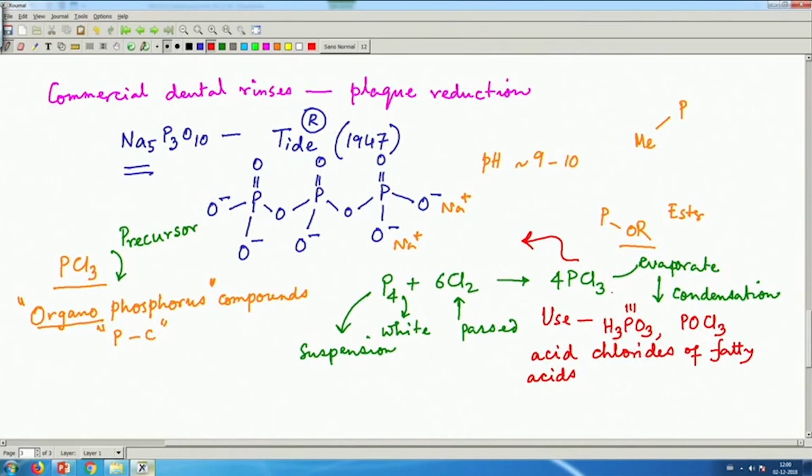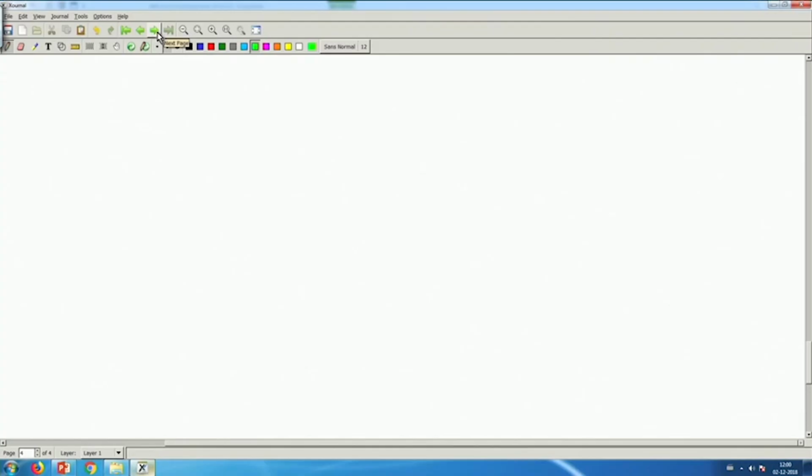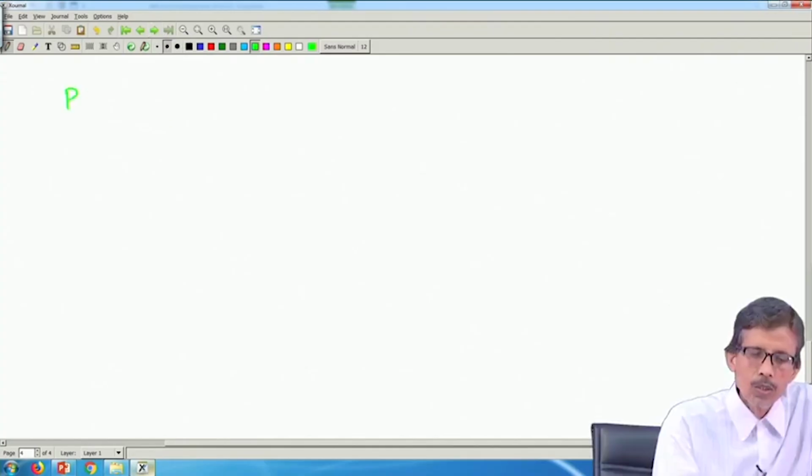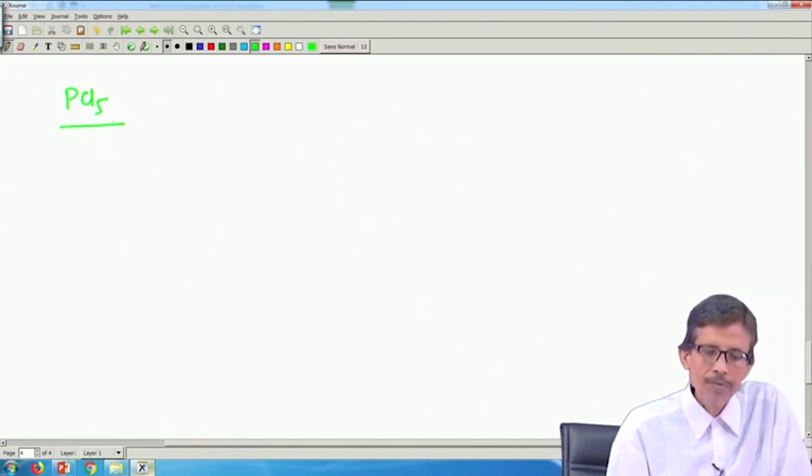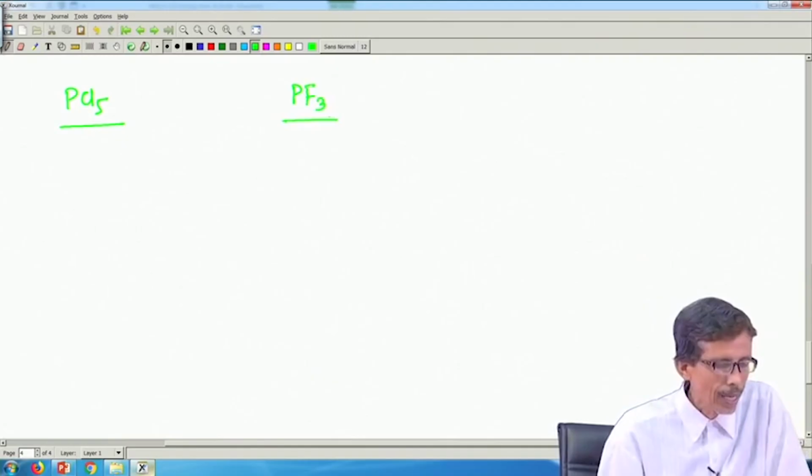So when you have CO2H, we get COCl, which is your acid chloride. So in this fashion we use phosphorus trichloride. From phosphorus trichloride, we get the next compound, which is your PCl5. We can have this, and we can also have PF3. All these things we will be considering in our next class.